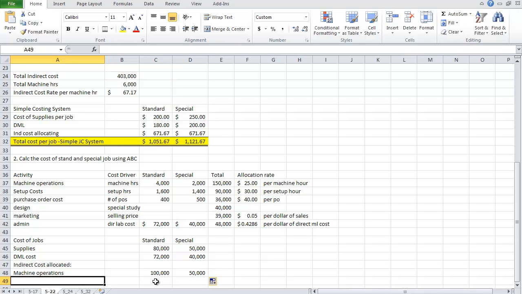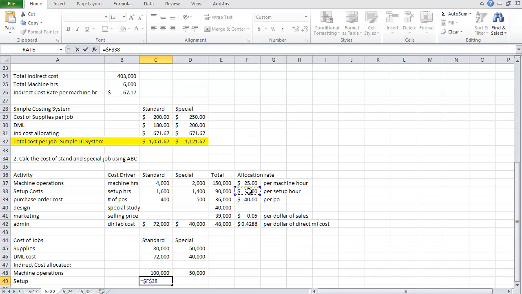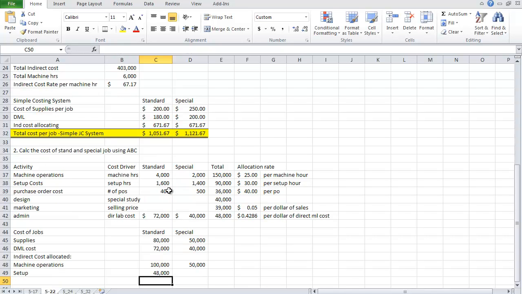So let's take a look and now do setup. Again, I'm going to say setup is $30. I'll make that an absolute value. I multiply that by, in this case, 1,600 standard. That gives me 48. I'm going to just move that across, and that takes care of my special. If we didn't make this an absolute value, you'll get a different number. You should be looking at $30 per setup hour times 1,400 setup hours gives us the 42.